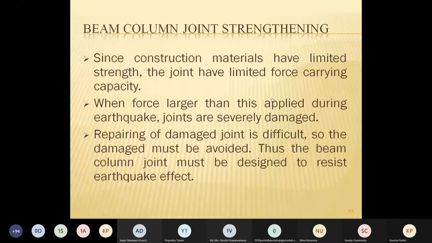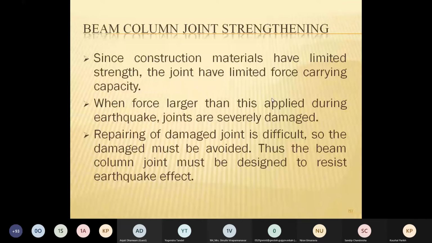Since the construction materials have a limited strength, joints have a limited force carrying capacity, so when the force is larger than what is applied during earthquake, joints are severely damaged. Repairing of a damaged joint is difficult, so the damage must be avoided. So beam column joint must be designed to resist the earthquake effect.